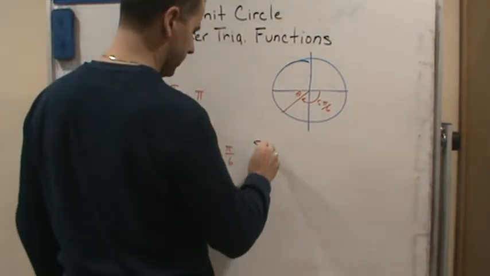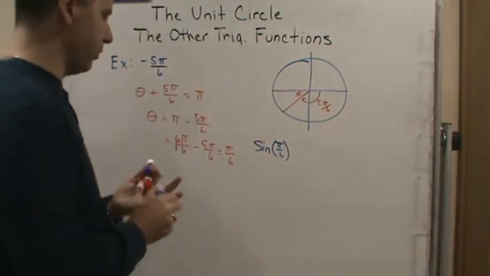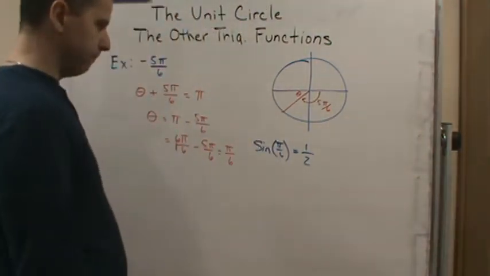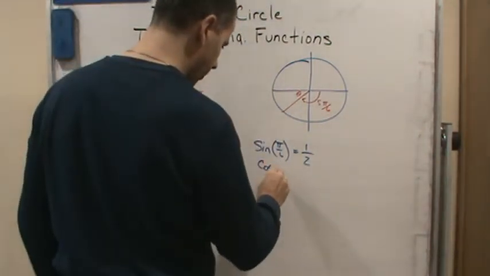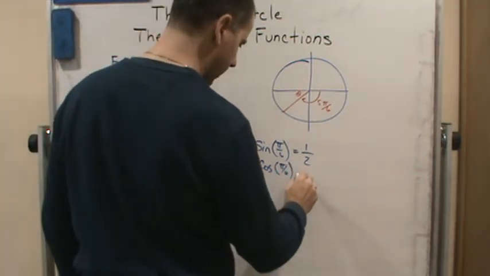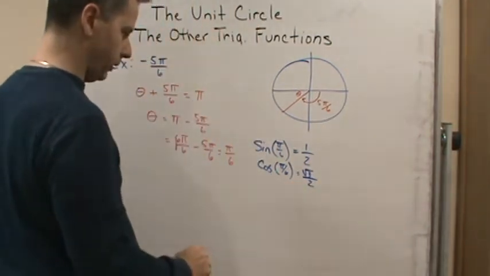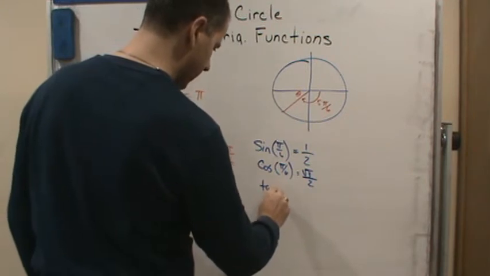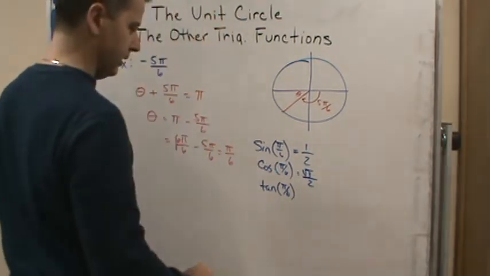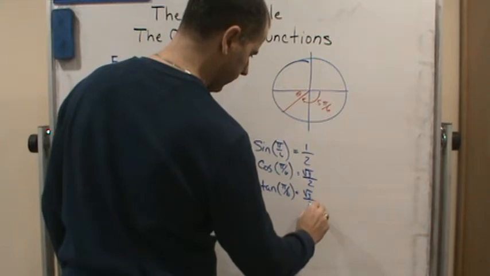Now we know sine of pi over 6, so sine of 30 degrees, is 1/2. Cosine of pi over 6 is square root of 3 over 2. And tangent of pi over 6 is going to be equal to square root of 3 over 3.